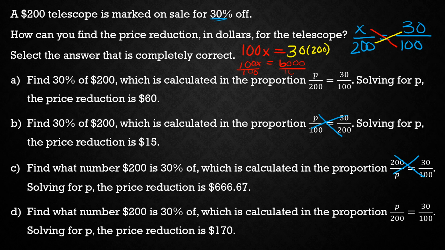So I'm going to divide both sides by 100. These zeros are going to cancel, and I'm going to be left with 60. Okay, so that means that $60 is what I would save. That's how much money my telescope would be discounted.